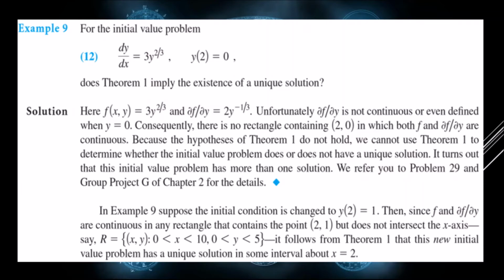It turns out that this initial value problem has more than one solution. In example 9, suppose the initial condition is changed to y sub 2 equal to 1. Then, since f and the partial derivative of f with respect to y are continuous in any rectangle that contains the point (2, 1) but does not intersect the x-axis, it follows from Theorem 1 that this new initial value problem has a unique solution in some interval about x equal to 2.